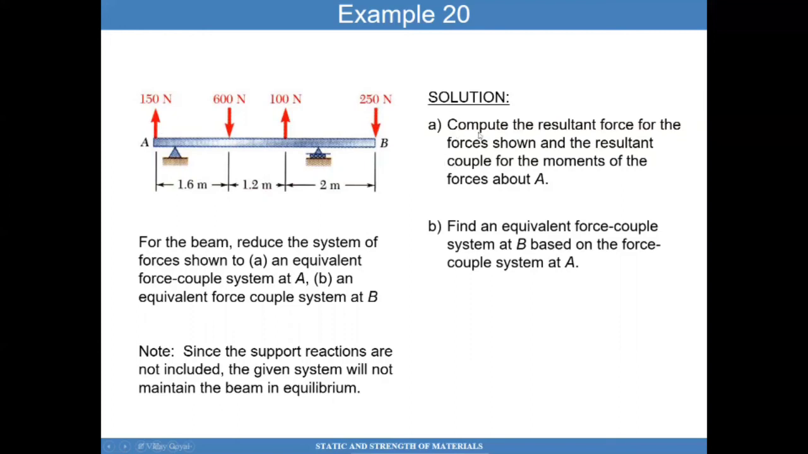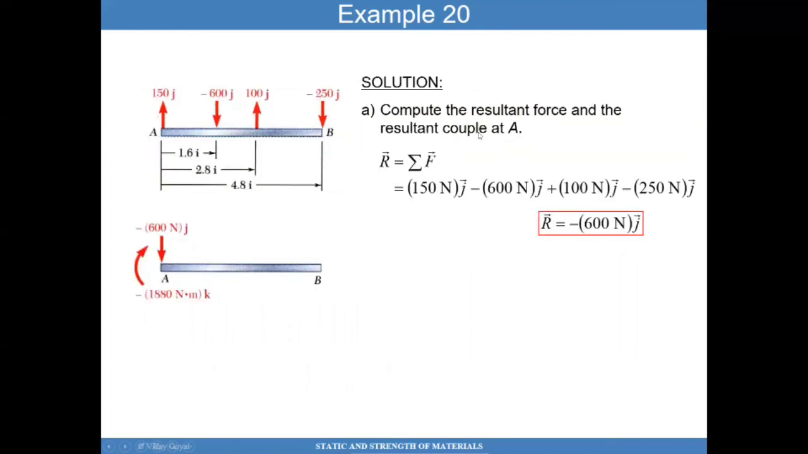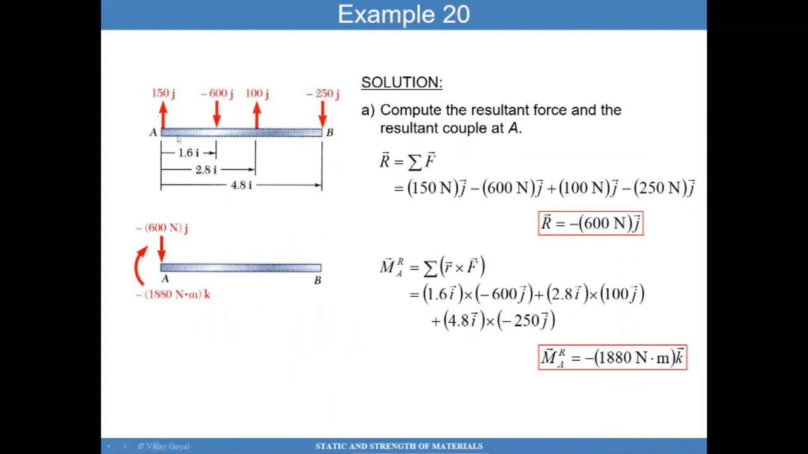So for part A, again, very simple process. Add all the forces up, and so you get 600 newtons downwards. So now we want to find a moment that's equivalent to this system here. So first, I have to calculate the moments about A. And so I have 600 times 1.6, 100 times 2.8, and 250 times 4.8. And that's exactly what you see here. You add them up and you get the moment about A. And this system should be equivalent to this system.